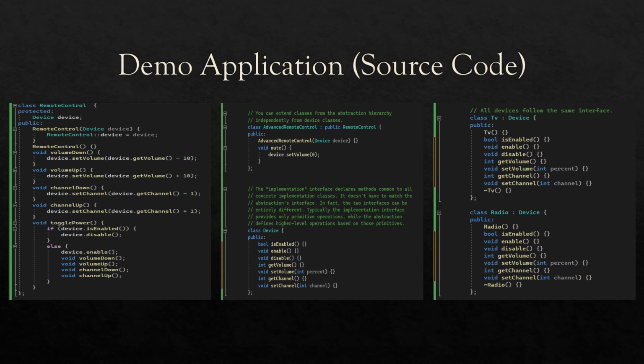So this is my source code for the application. As you can see, the remote control class has all the methods set up for it, and then we have the advanced remote control that inherits from remote control, and then we also have the device class, and then we have the TV class and the radio class that inherit from the device class. And basically all of the methods are pretty much similar, because all we do in this demo program is to set the channel and set the volume according to what the client needs.